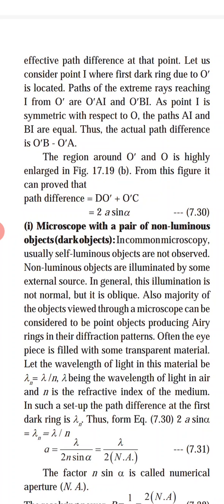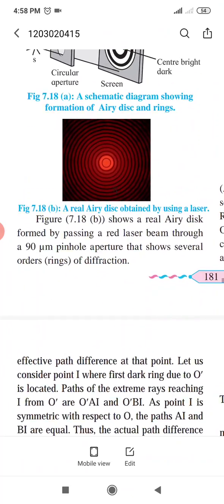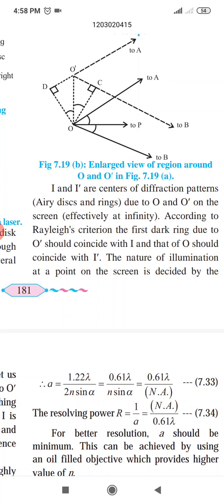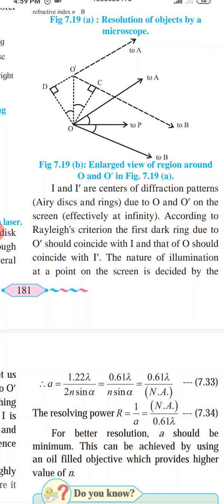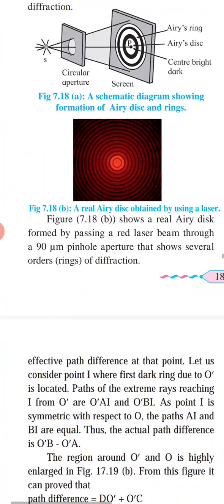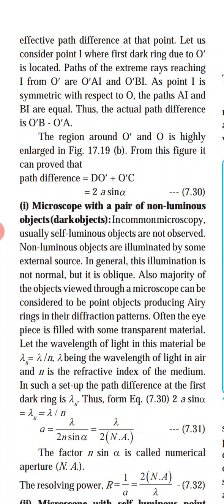The paths of extreme rays reaching I from O dash are O dash AI and O dash BI, as point I is symmetric with respect to O. So the paths AI and BI are equal, and thus the actual path difference is O dash B minus O dash A, where the region around O dash and O is highly enlarged in figure 7.19. From this figure, it can be proved that the path difference, that is O dash C plus O dash D, is nothing but 2a sine alpha, which is the required equation.